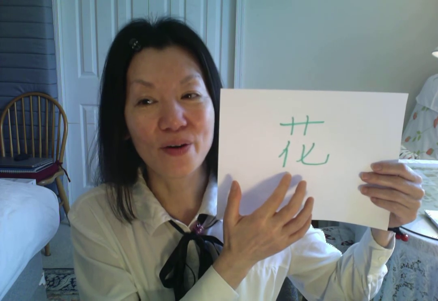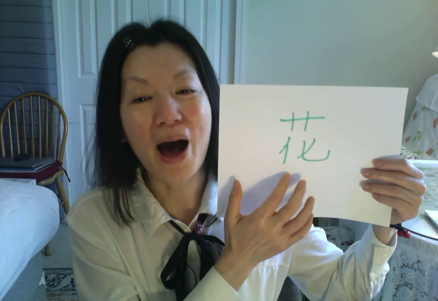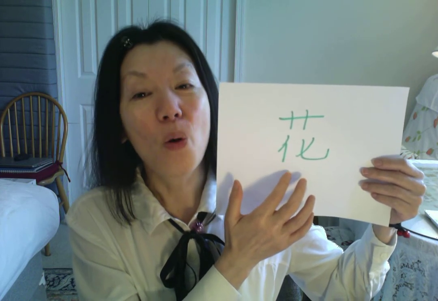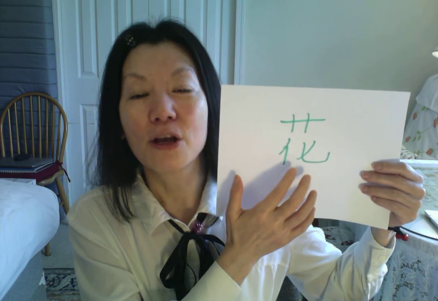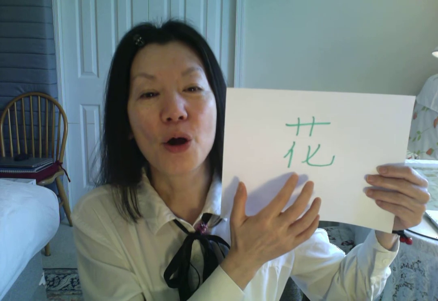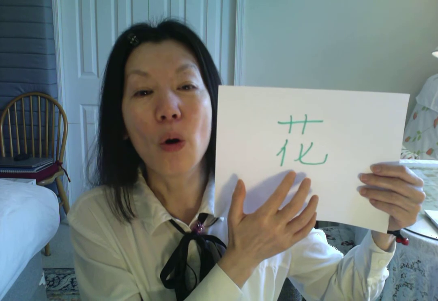Then we already learned some things about time, right? In Lesson 3 we talked about time. Time in Chinese we say 时间. You can say 花时间, 花时间学中文, spend time studying Chinese, right? 花 means spend the time, spend the money, okay? 花时间 is spend the time, 花钱 is spend the money, and 花 by itself is flower.